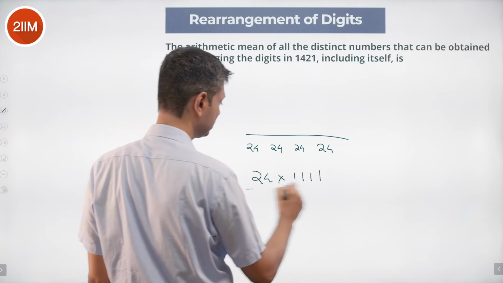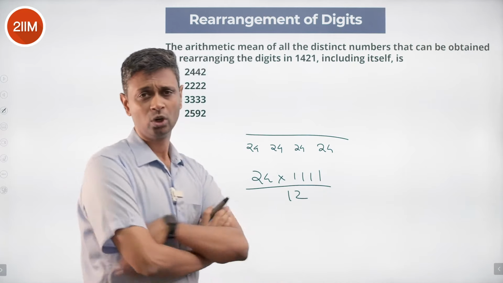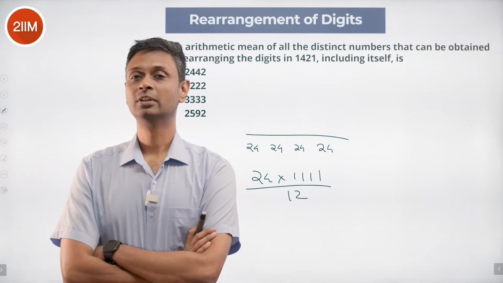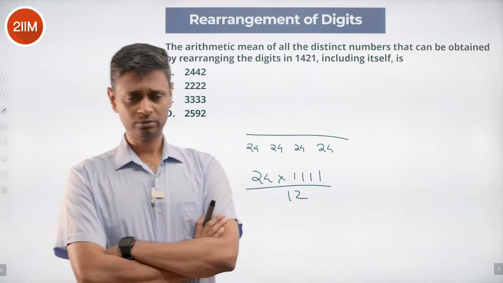Average of all those numbers is just divided by 12. Why? There are 12 numbers. Sum of all of them is 24 into 1111. Average is that divided by 12. How do I get 24?